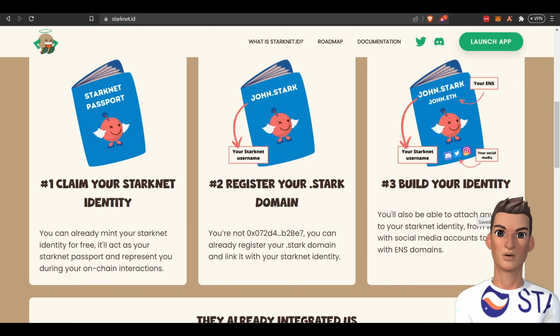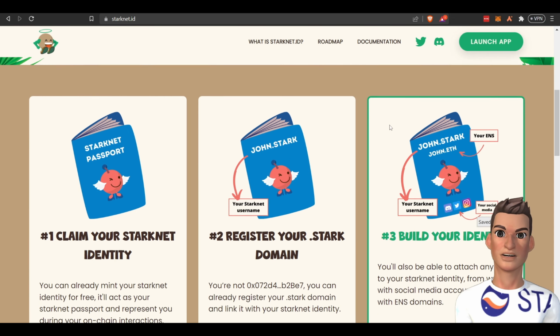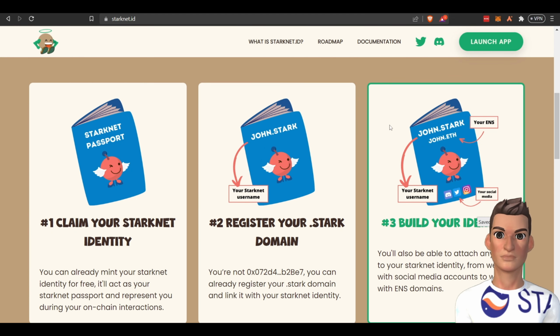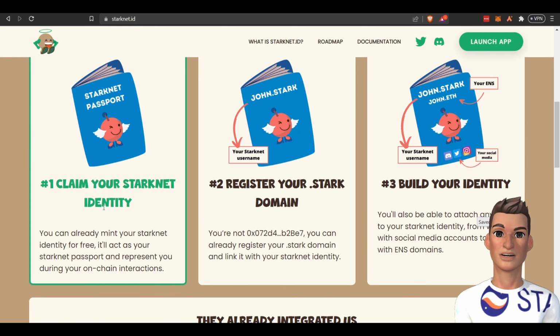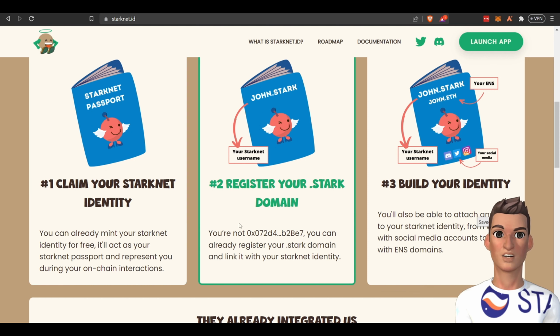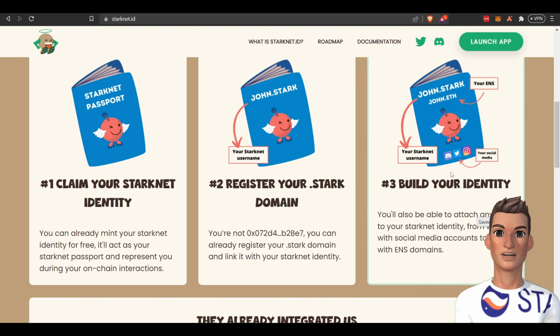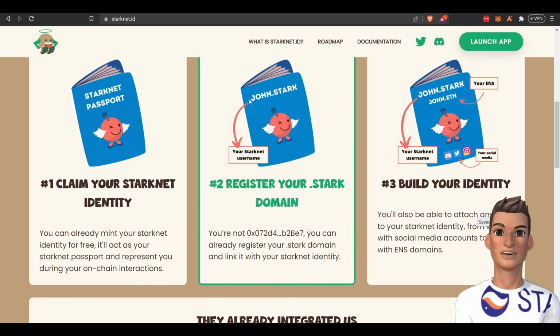And the last two things I want to touch on. So this is the Stark ID or Starknet ID. So you can claim your identity and it's free. It'll act as your Starknet passport to represent you during your on-chain transactions. You can also register your .stark domain. It costs around $50 for 3 years, and you can start building your identity within this particular chain.